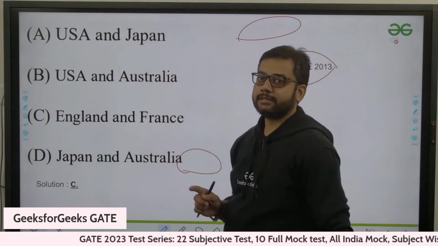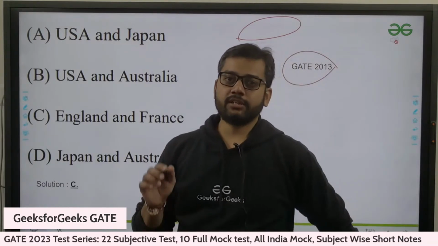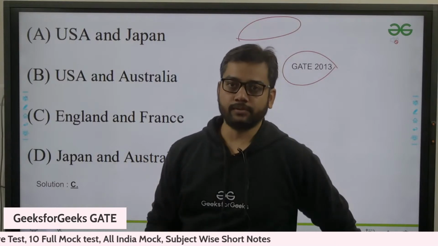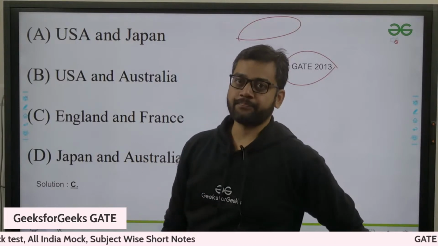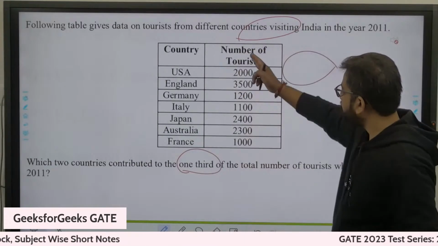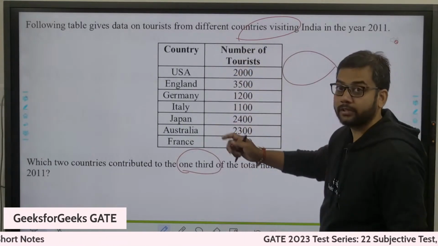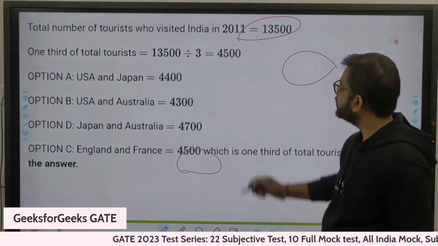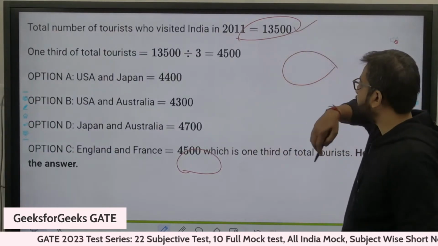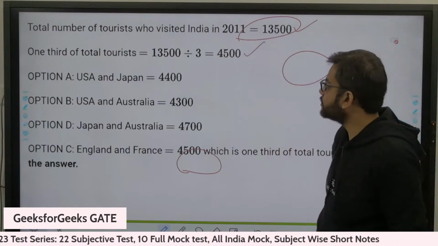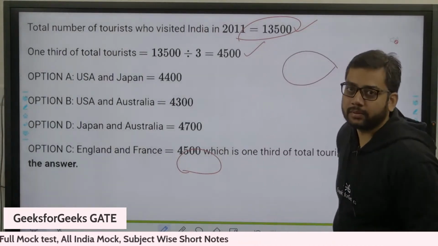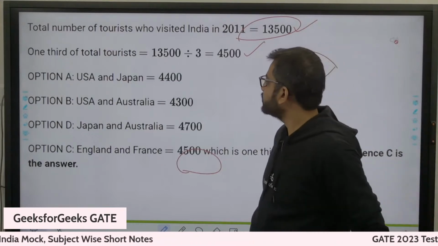The question is asking which two countries contribute one third of the total number of visitors visiting India. The first thing I have found out is the total number of tourists coming to India. Next, one third of the total number, total is 13,500, one third is equal to 4,500. Now there is no more mathematics in that. We will just go through the options.